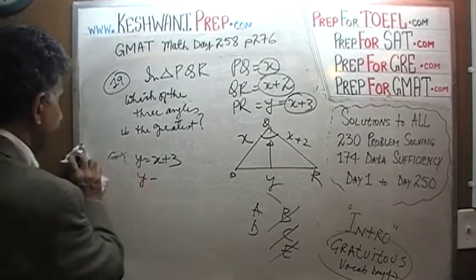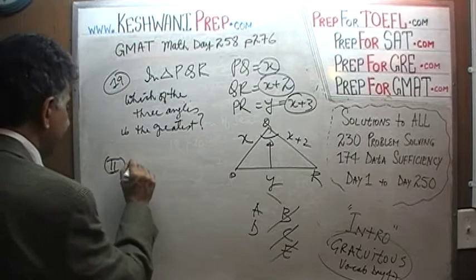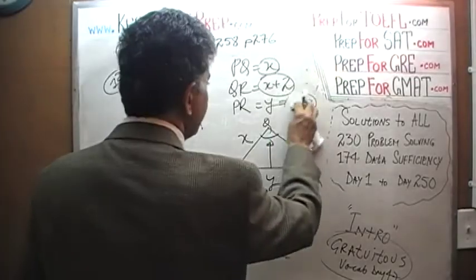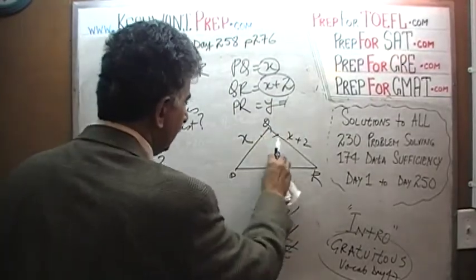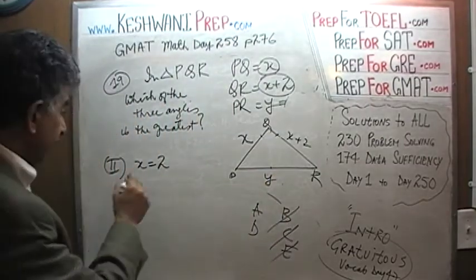Let's look at the second statement. The second statement tells us that x equals 2. Now it's very important that before we get to the next statement, you erase all the information that you had from the previous statement. Everything that you wrote down before has to be erased. This is all we know. In the second statement they tell us that x equals 2.